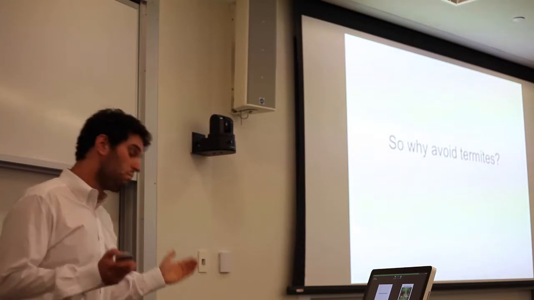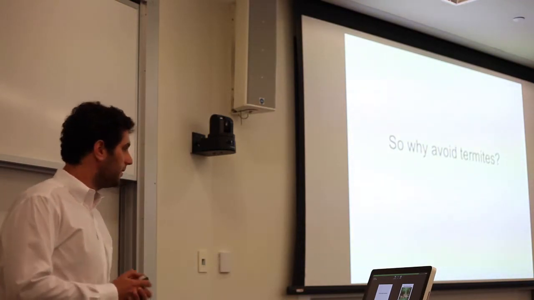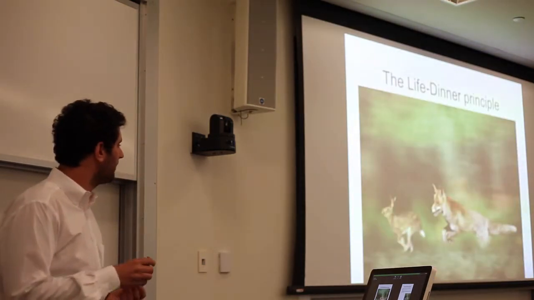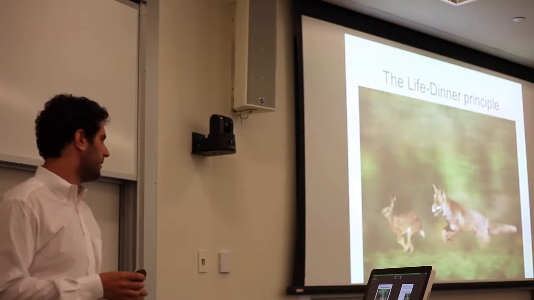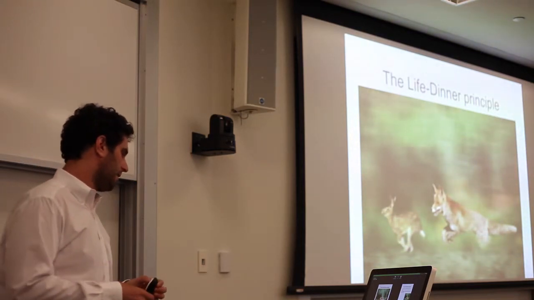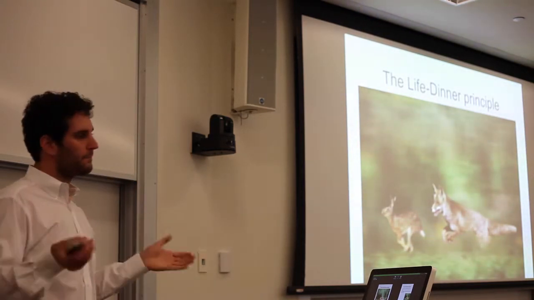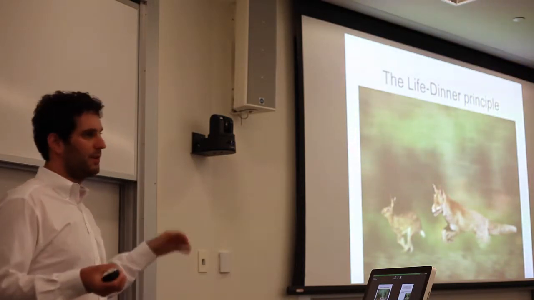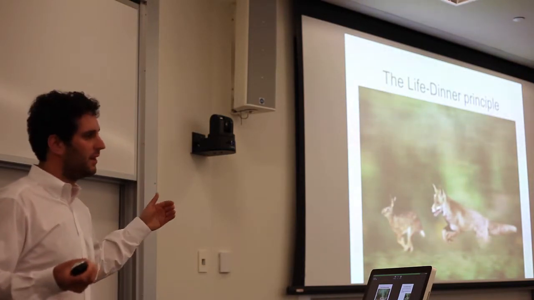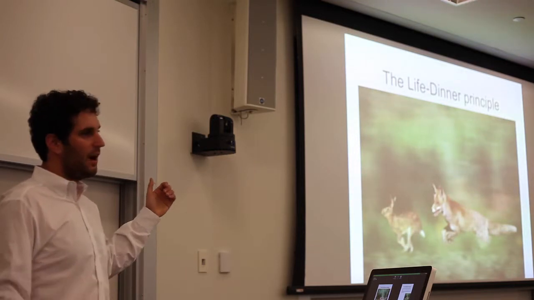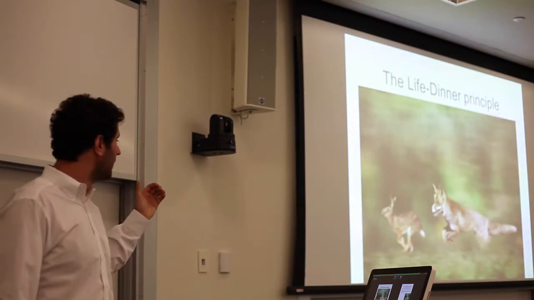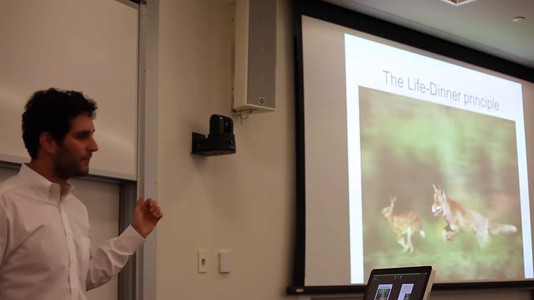So one possible explanation for this is the life dinner principle, which is a concept in evolutionary biology that's best explained through a quote that's given when it's described, which is, the rabbit runs faster than the fox because the fox is running for its dinner and the rabbit is running for its life.